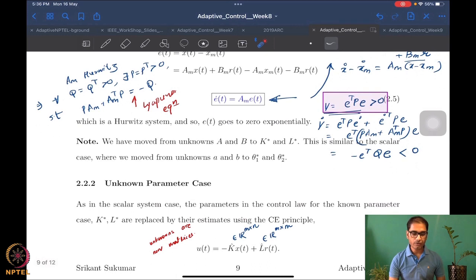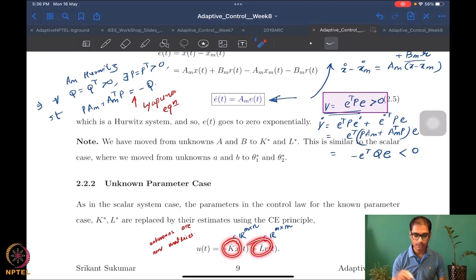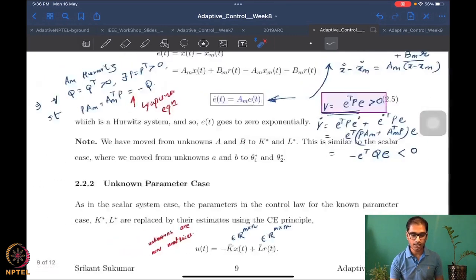And of course, going from the known to the unknown case it's always very easy because we just simply apply the certainty equivalence principle, right? So that's really the trick. Okay, we apply the certainty equivalence principle in order to go from the known to the unknown case.